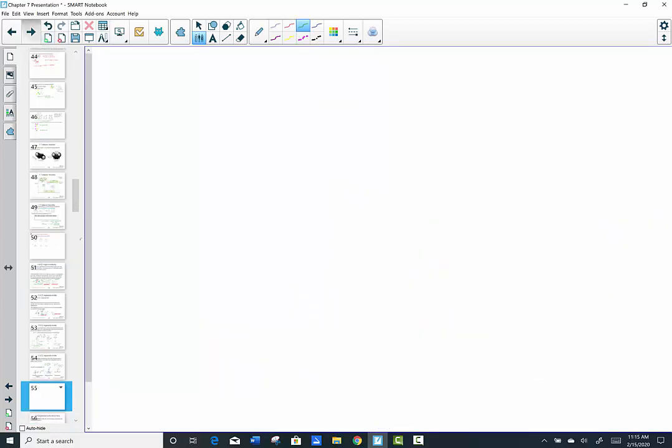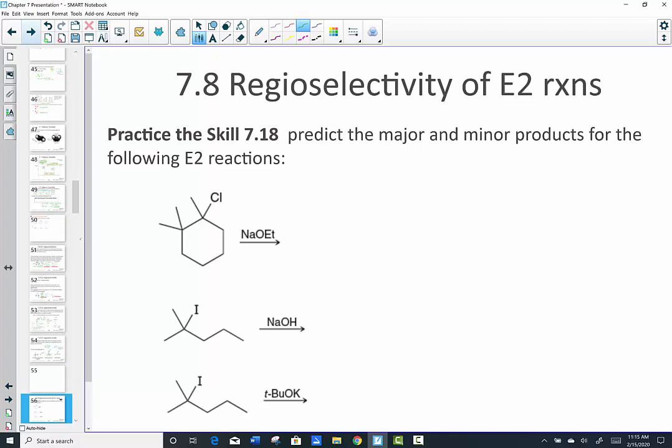So what might that look like in terms of a practice problem? Here's a homework question. It says, predict the major and minor products for the following E2 reactions. So sodium ethoxide, sitting on the arrow.